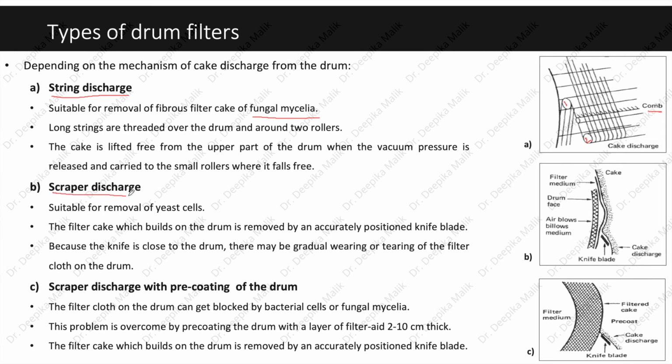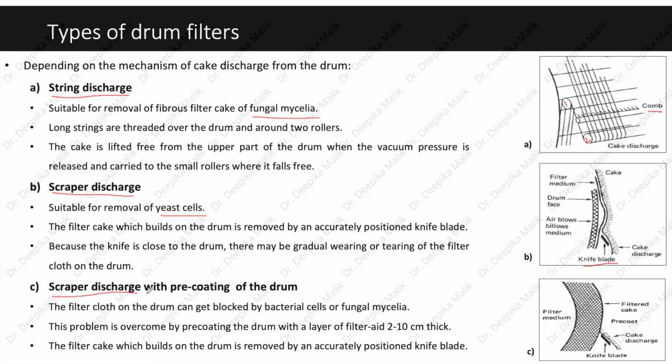The second type is based on scraper discharge. This type of filter setup is suitable for removal of yeast cells. The filter cake which builds on the drum is removed by an accurately positioned knife blade, as you can see in the diagram. Because the knife is close to the drum, there may be gradual wearing or tearing of the filter cloth or medium. So we have to keep a regular check that the filter medium is maintained.